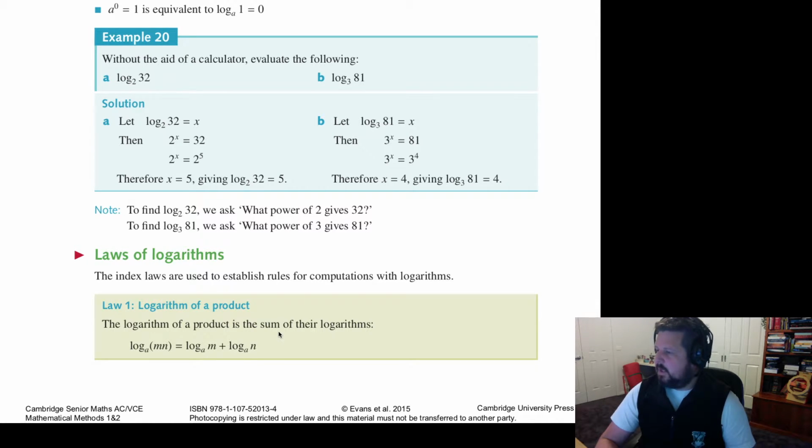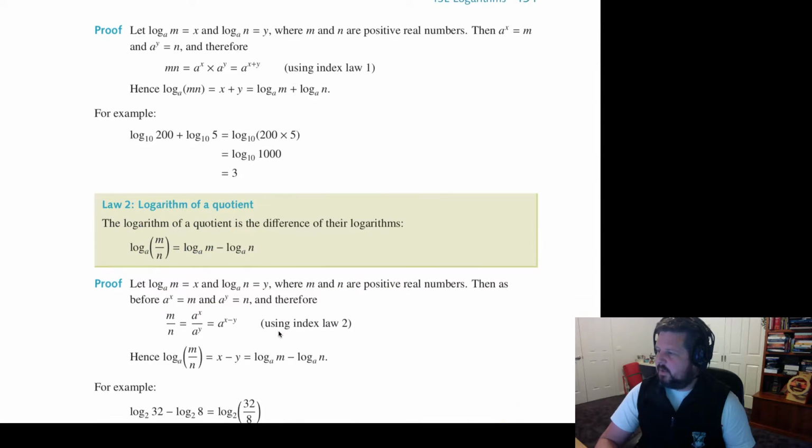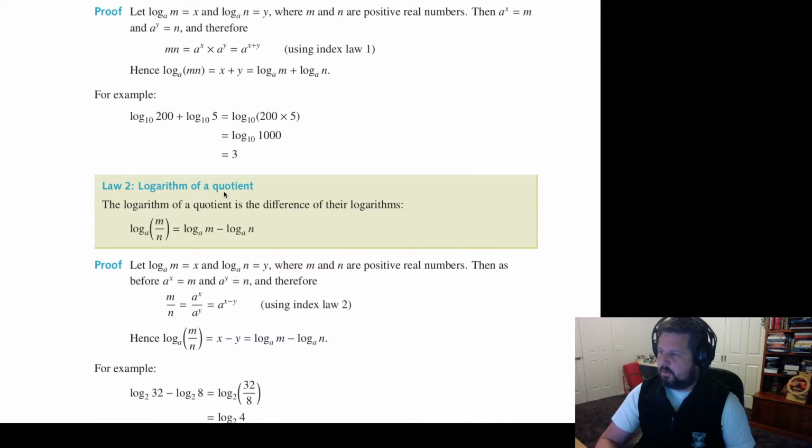Yep. No surprises with the next one, where we're dividing, so the logarithm of the quotient. So the log of m divided by n of base a is the same as log m of base a take away log n of base a. So we subtract them in this particular case.